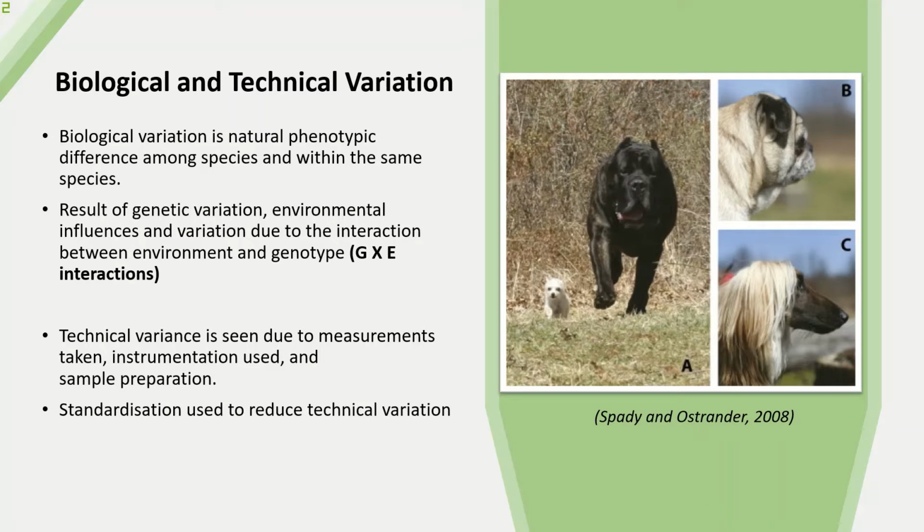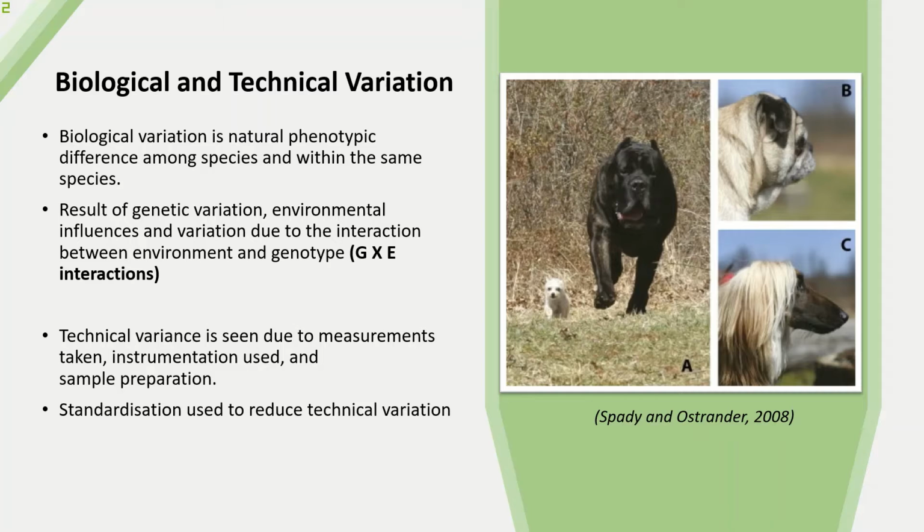So Stephen has just been showing us distributions, and I will discuss how variation can affect the distributions. Biological variation is the phenotypic difference between individual organisms or groups of organisms due to genetic differences, environmental influences, or variation due to the interaction between environment and genotype. Phenotypic differences could be height, weight, body shape, and so on. In this picture, you can see, although the same species, there are clear differences in size and hair types.